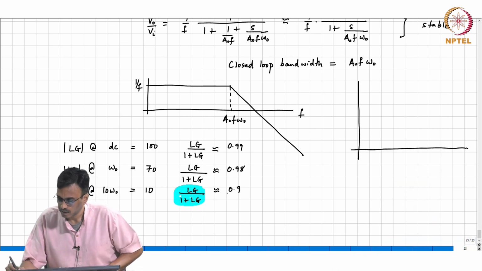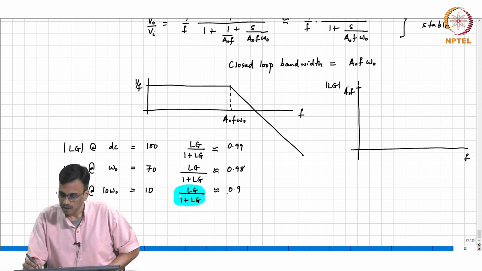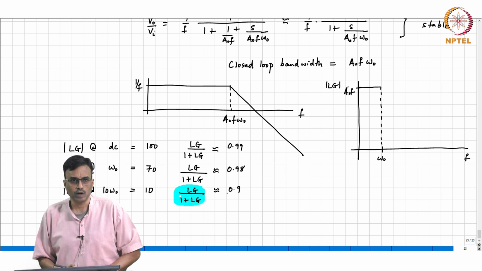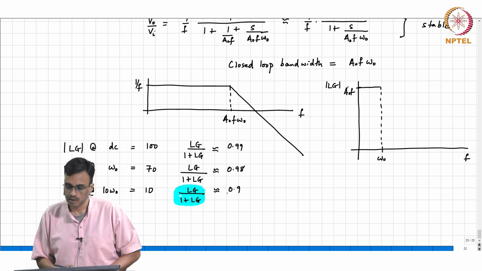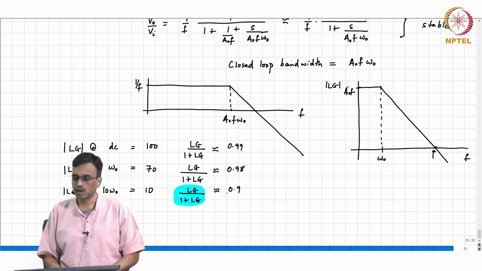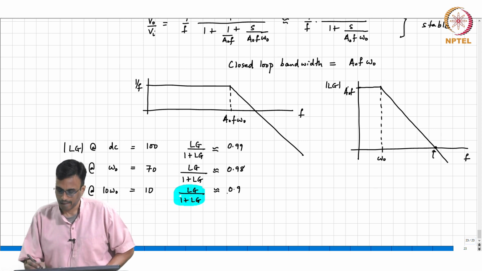Let us say this is f, the magnitude of the loop gain function on a log scale, this is A naught F at DC, and where is the 3 dB bandwidth of the loop gain? Omega naught. Beyond omega naught, it falls at 20 dB per decade. So at what frequency does the magnitude of the loop gain become 1? Quick analysis.